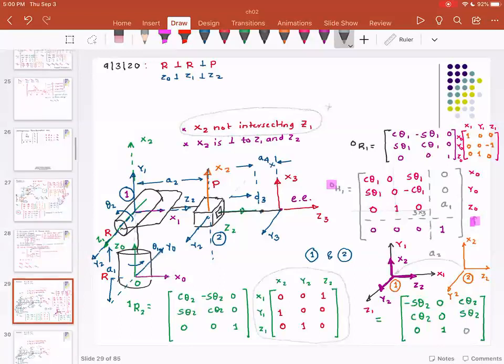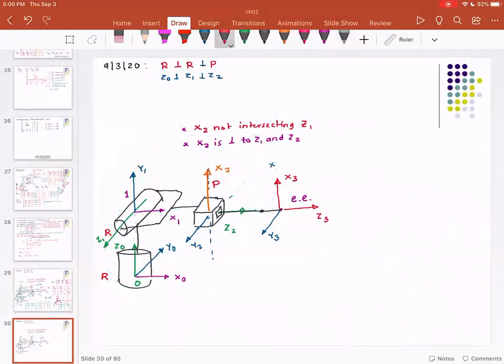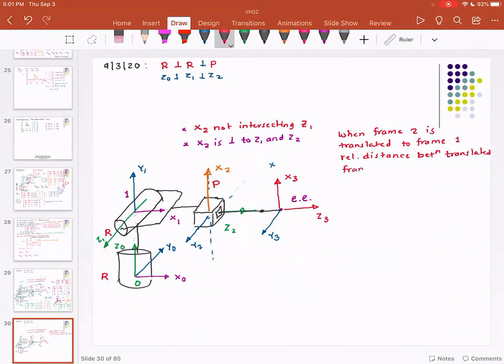And I will write this again. This is super important: when frame 2 is translated to frame 1, the relative distance between translated frame 2 and frame 1 is 0.